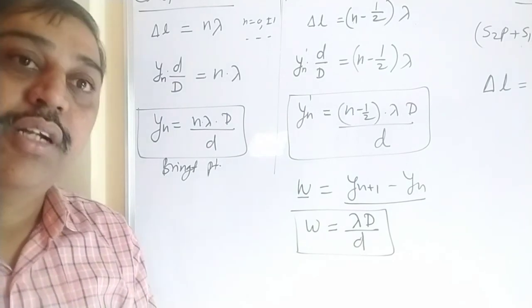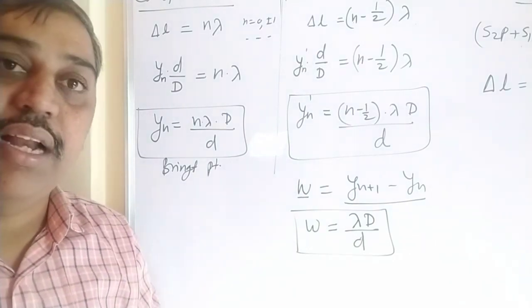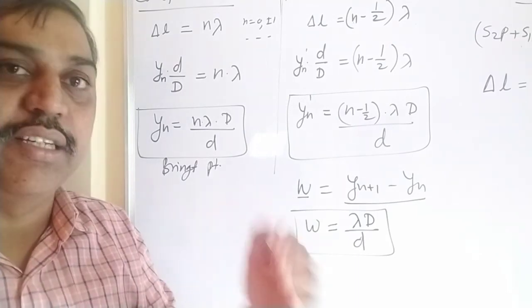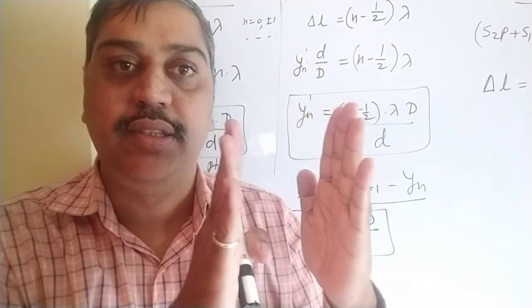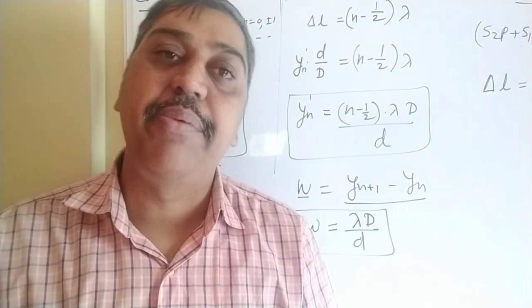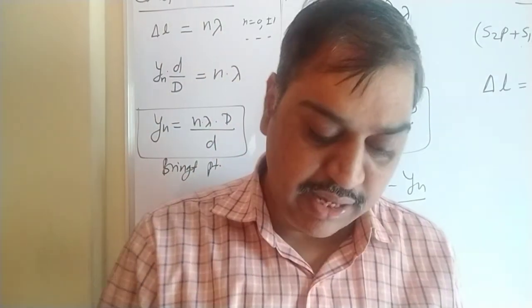What does it mean? The consecutive or alternate bright and dark points are equally spaced. Equally spaced means at equal distance. First a bright point, at equal distance a dark point, again a bright point, alternately at equal distance. Equidistant, alternately bright and dark points are placed in the interference pattern.